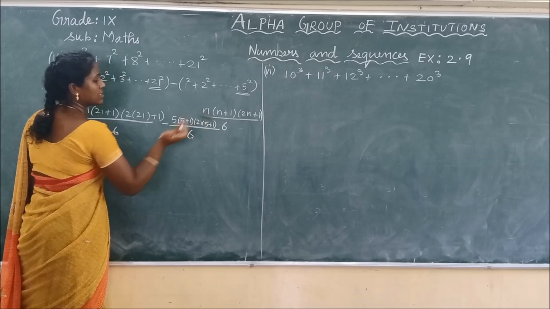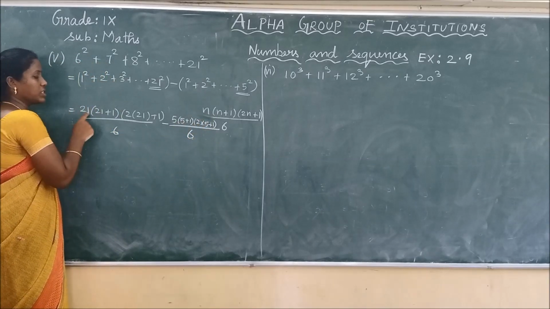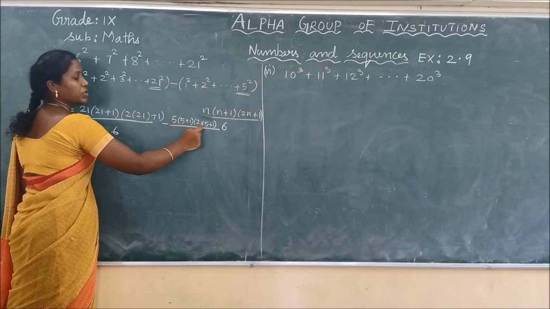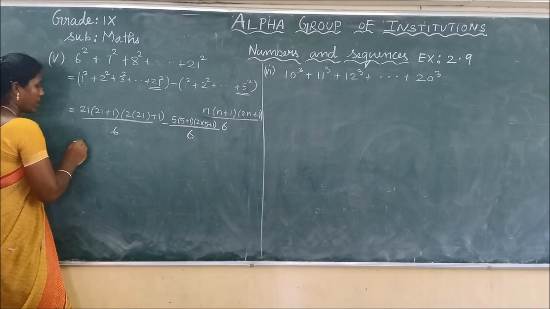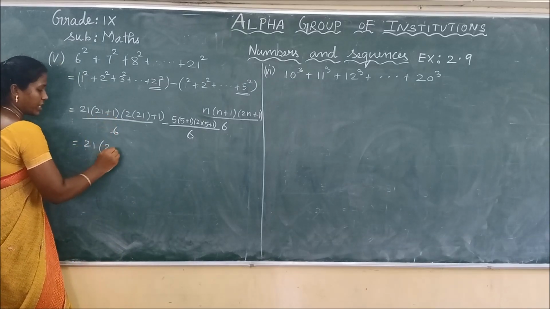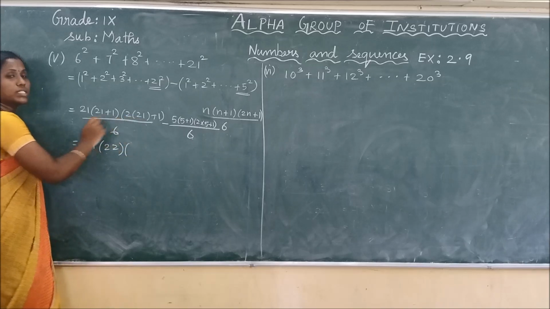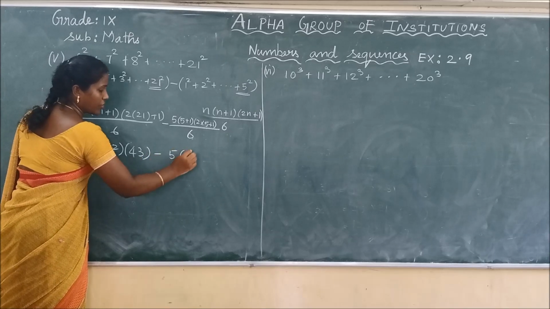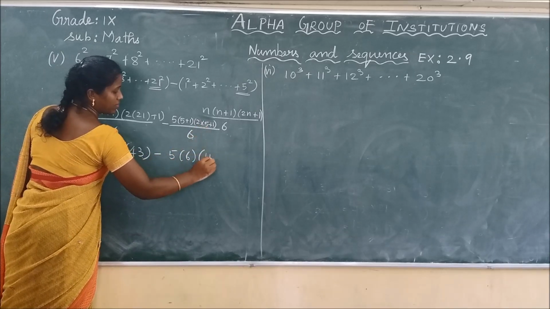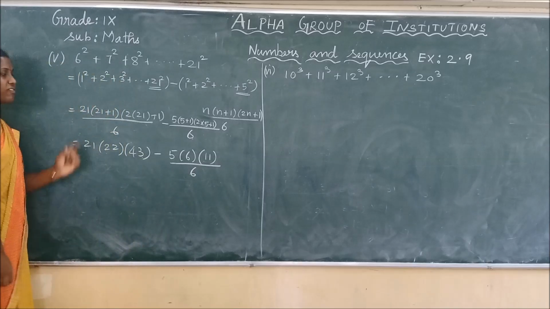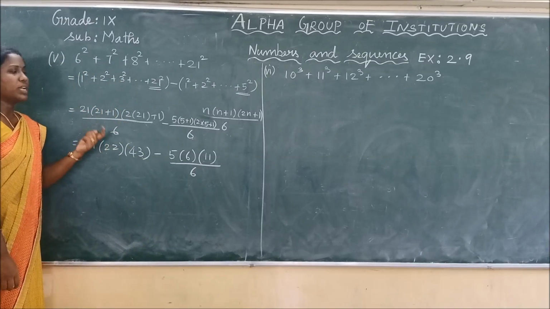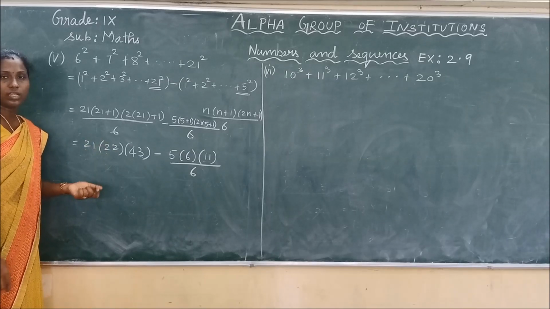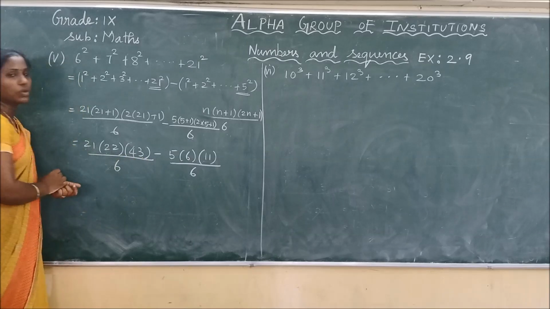Okay, we can use this. For the first series n is 21, so 21 into 21 plus 1, 2 into 21 plus 1 by 6. The second series is 5, so 5 into 5 plus 1, 2 into 5 plus 1 by 6. Now 21 plus 1 is 22, and 21 into 2 is 42, 42 plus 1 is 43. Here minus 5 into 5 plus 1 is 6, and 5 into 2 is 10, plus 1 is 11, by 6. Just after substituting the formula, it is normal addition and multiplication only. We know how to add, multiply and simplify the numbers, so using that knowledge we are going to solve this.